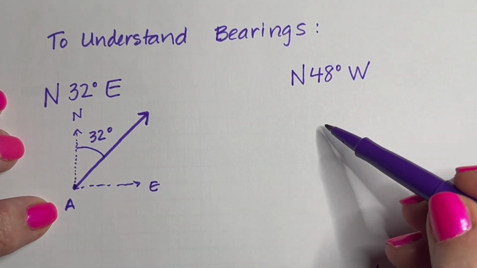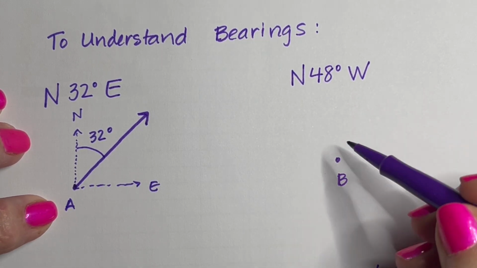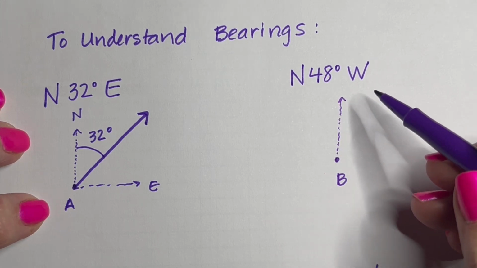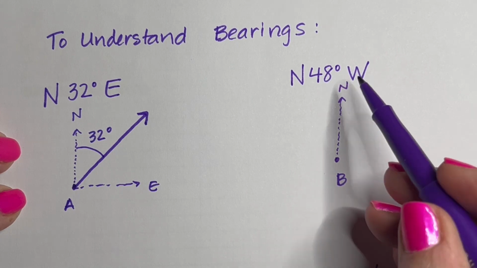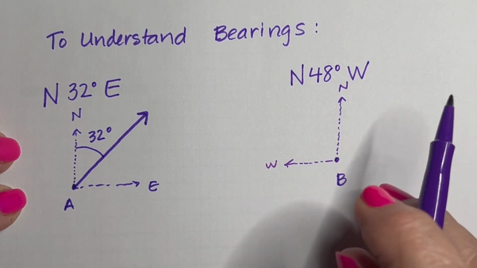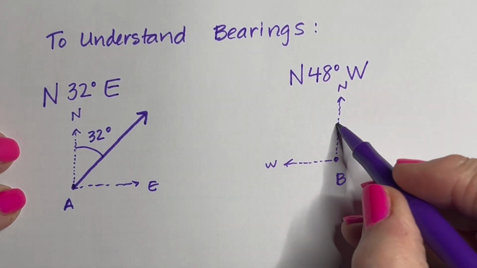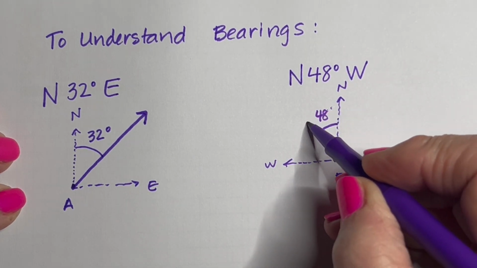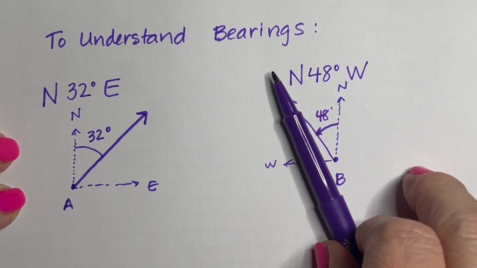So here is another problem where I have point B, and for point B, I'm staring to the north. The first letter is always telling you which direction you're staring. So I'm staring to the north, and I'm going to turn 48 degrees towards the west, knowing that the west is to our left, which means I would have been facing this way and then turning 48. So this is a turn here of 48 degrees, and then I would have my bearing. Now, I'm not doing this necessarily to scale, but I'm just showing you that that's what I would get.